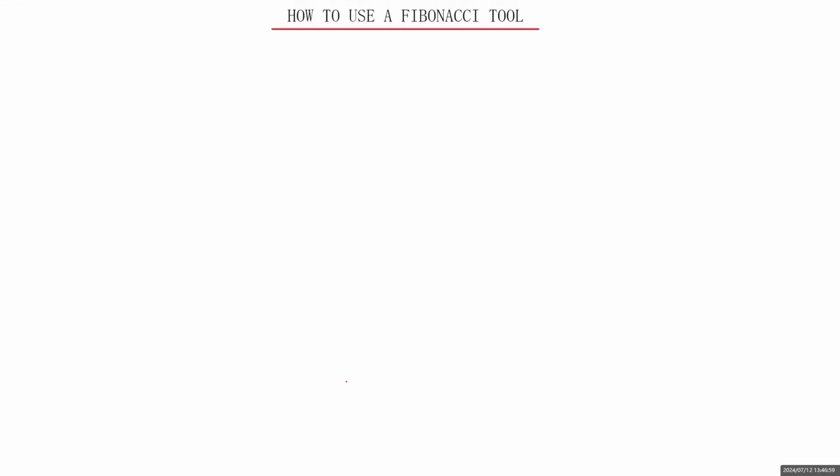How to use a Fibonacci tool? It's important to note that a Fibonacci tool is one of the easiest tools to use once you understand the collaboration of Fibonacci with chart structures. Okay, I've done multiple teachings of chart structures and you all can go and watch some of the videos on chart structures and fractals that I've done. Okay, so how to use a Fibonacci?